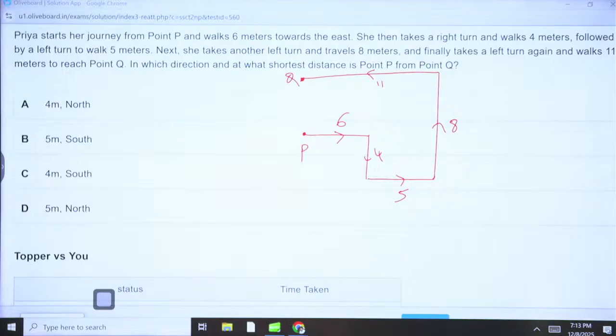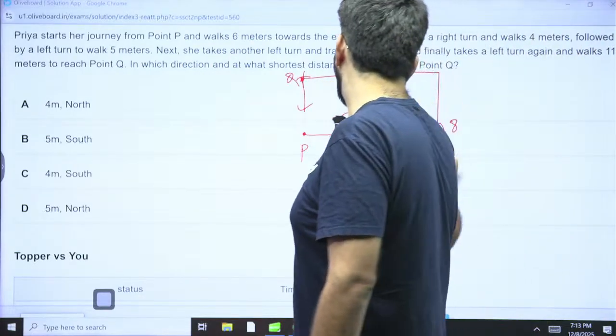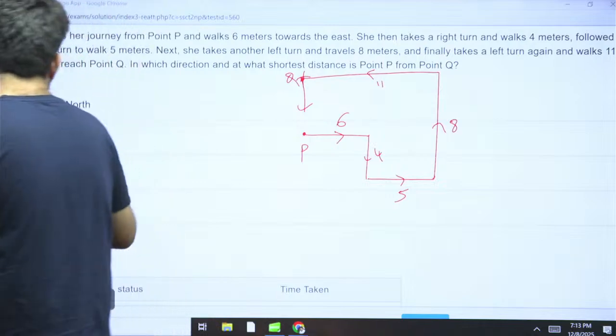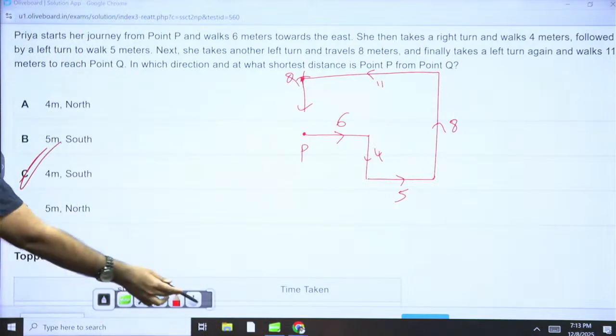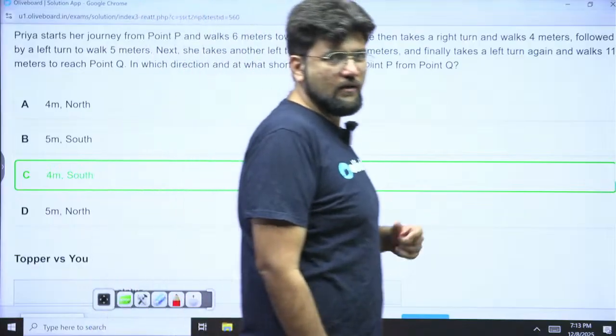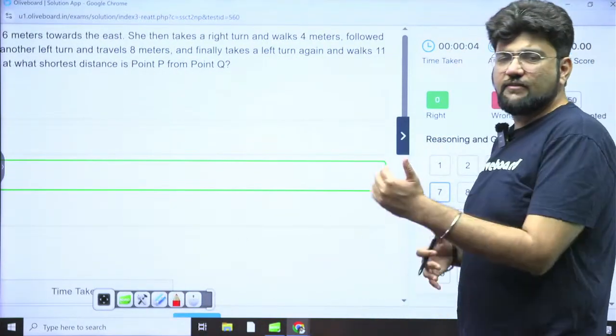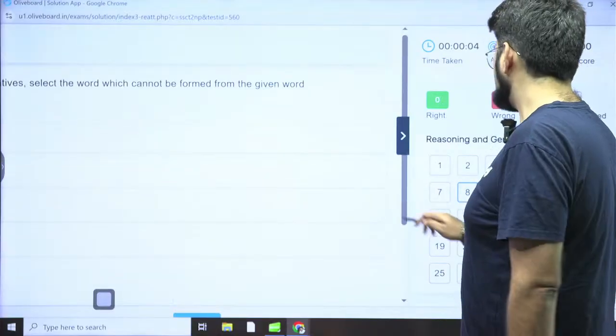In which direction and at what shortest distance is P from Q? From Q, P is in the south, and how much? 8 minus 4, 4 meters. 4 meters south, option C is the correct answer. Cool. Very quick and easy question. 51 seconds is slightly too much here. You could have done it faster in this case. Probably somewhere between 35 and 40 would have been enough.